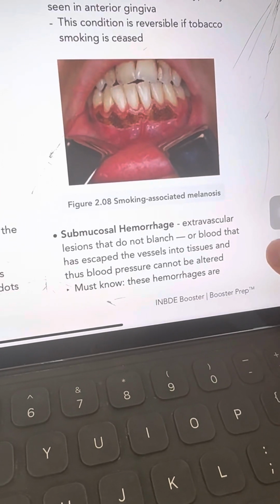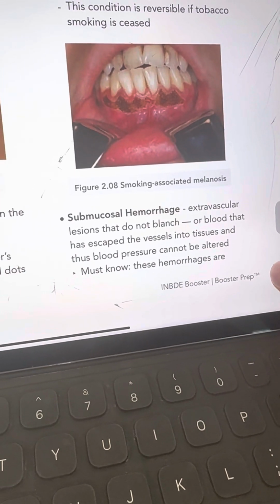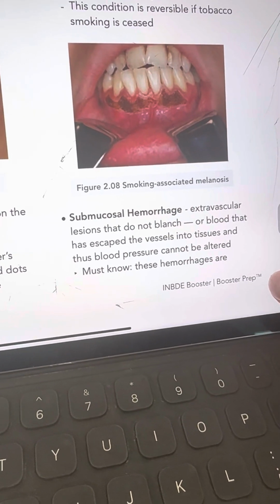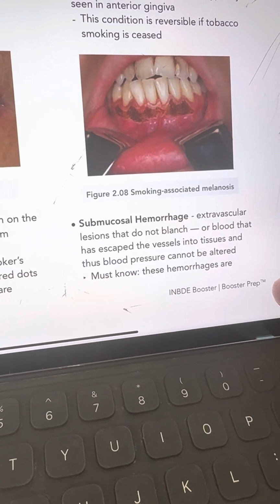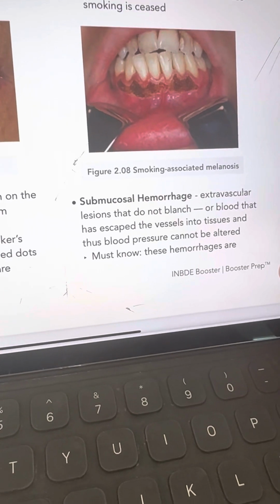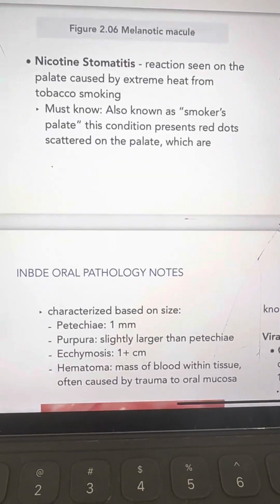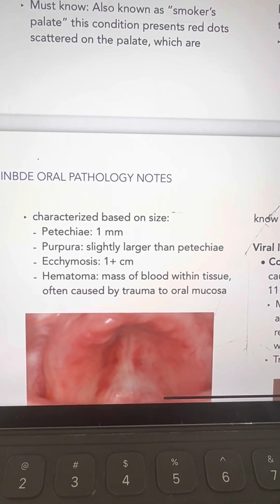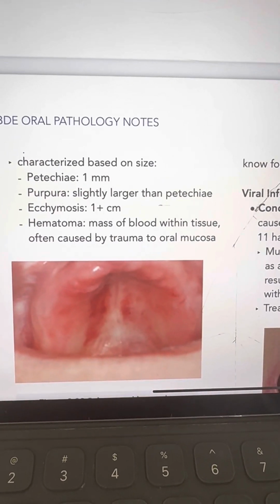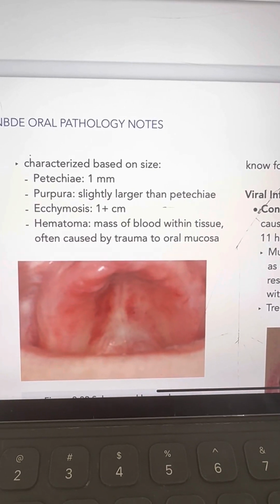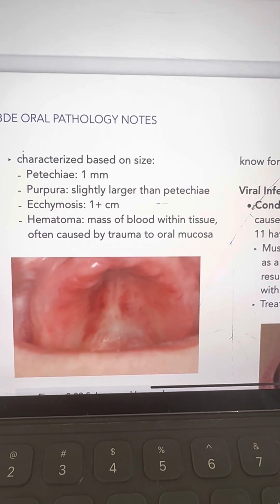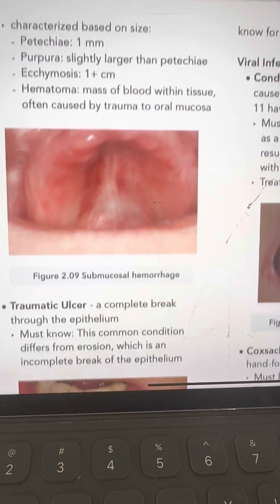Smoking-associated melanosis. Submucosal hemorrhage: extravascular lesions that do not blanch, or blood that has escaped the vessels into tissues, and thus blood pressure cannot be entered. Must know: these hemorrhages are characterized based on size. Petechia, 1 mm; purpura, slightly larger than petechia; ecchymosis, 1+ cm. Hematoma, a mass of blood within tissue, is often caused by trauma to oral mucosa.